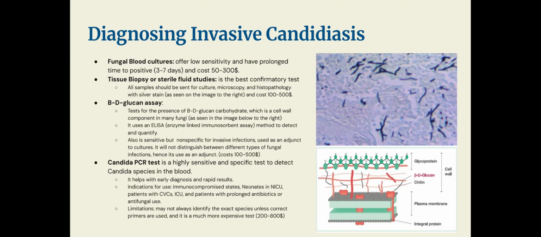Now, when it comes to cultures, they're often very expensive and not done very often. For the most part, because they take so long to come back, they have very low sensitivity, so oftentimes we just treat this empirically. Same with tissue biopsies, which are also very expensive. For the most part, we try to rely on the clinical diagnosis, but you do have options like beta-D-glucan assays as well as PCR testing.